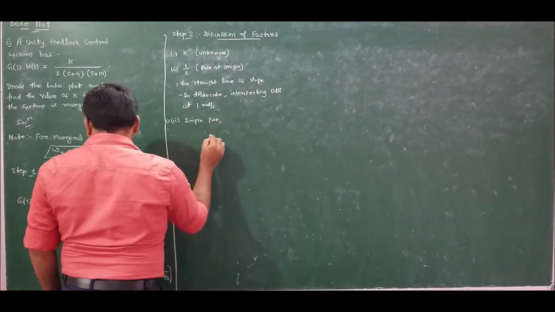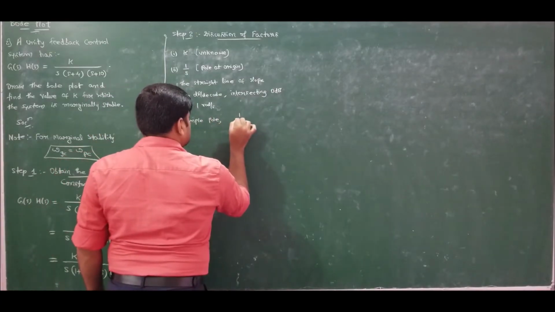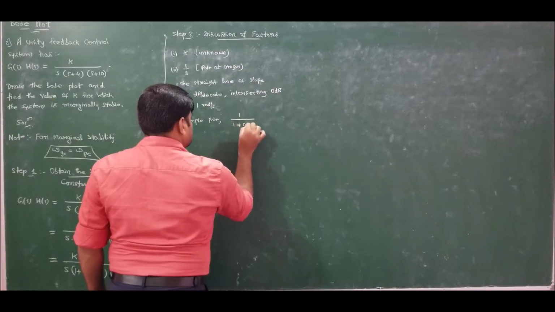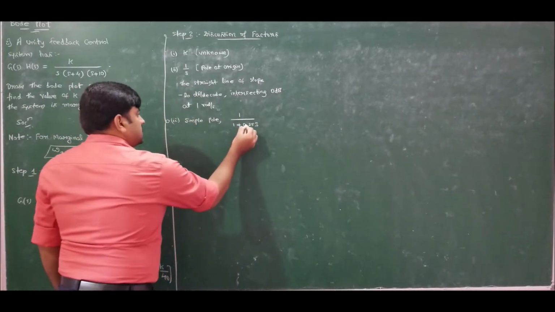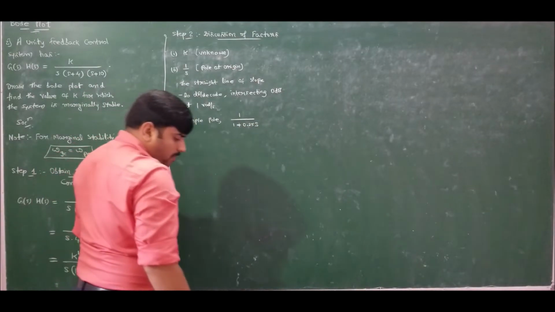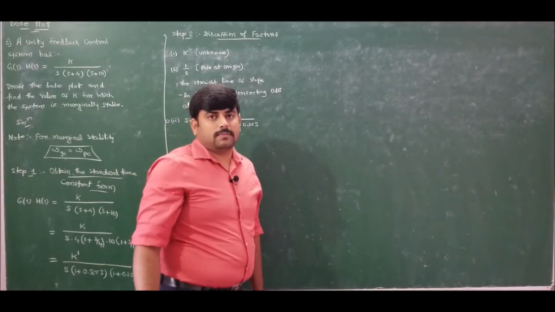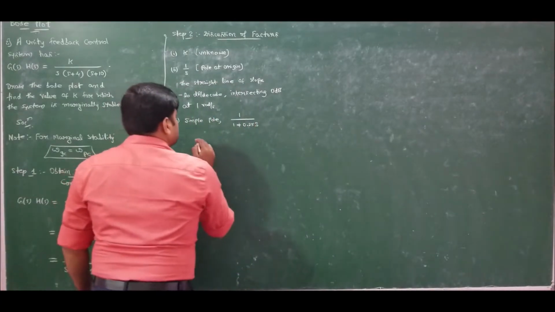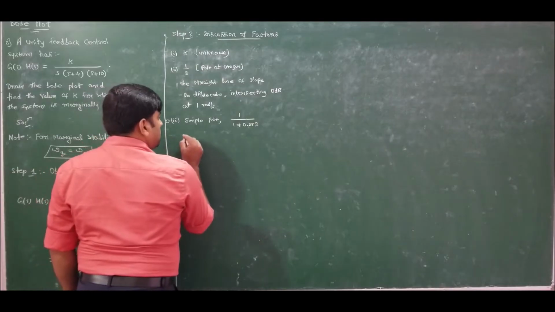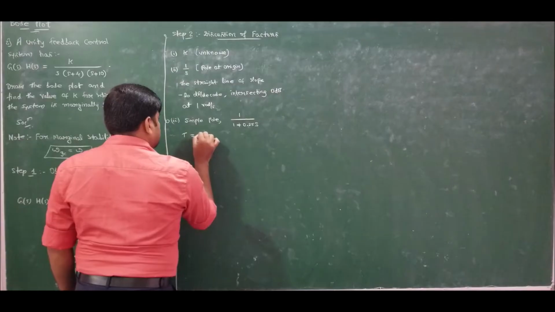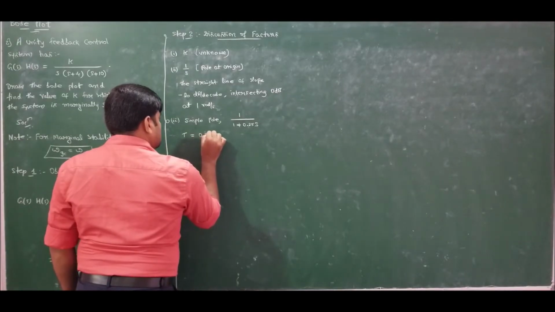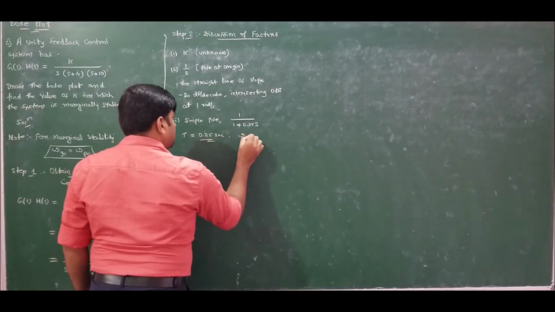What is that simple pole? That is 1 by 1 plus 0.25 s. So for simple pole, what is the slope of the straight line? It is also minus 20 dB per decade, correct? So therefore, for simple pole, 1 by 1 plus 0.25 s, how much is time constant? Time period is 0.25 seconds. And how much is corner frequency?